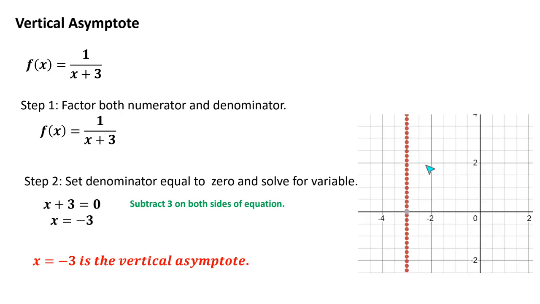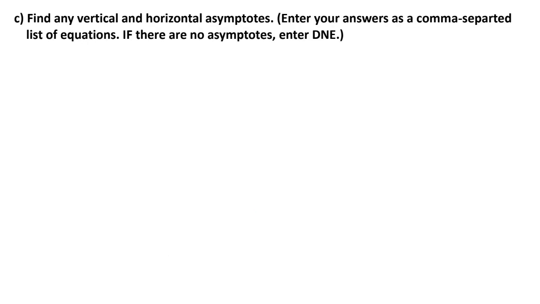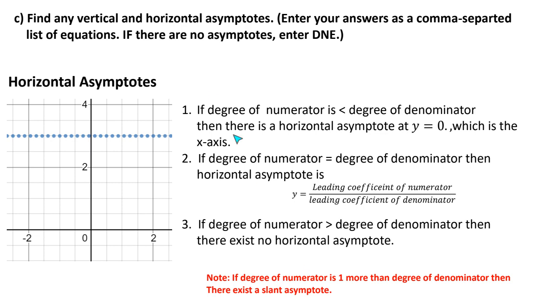And so when you graph it, it would be this dotted line here. And then the horizontal asymptotes. So there's 3 options. If we look at the degree of the numerator and it's less than the degree of the denominator, then we say that y equals 0 is going to be your horizontal asymptote.